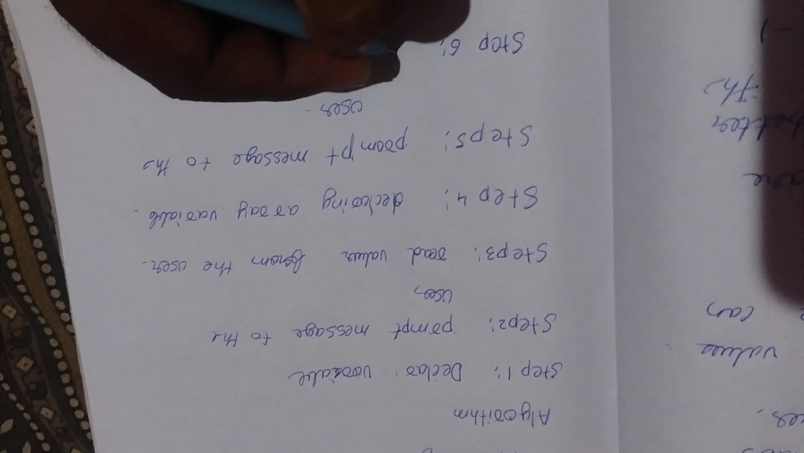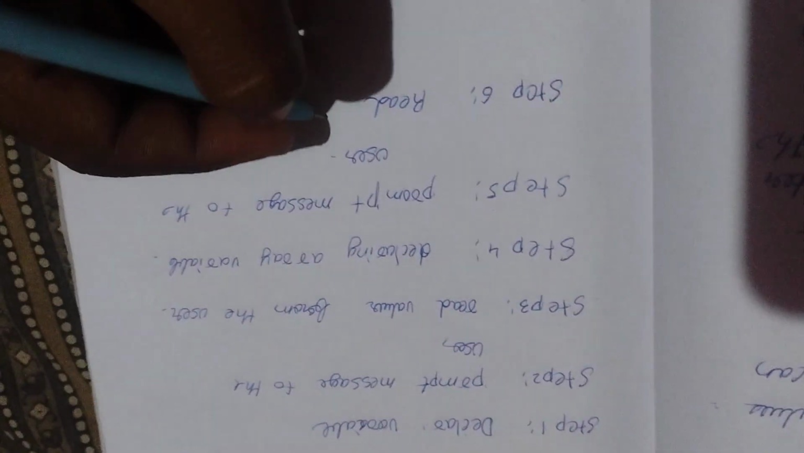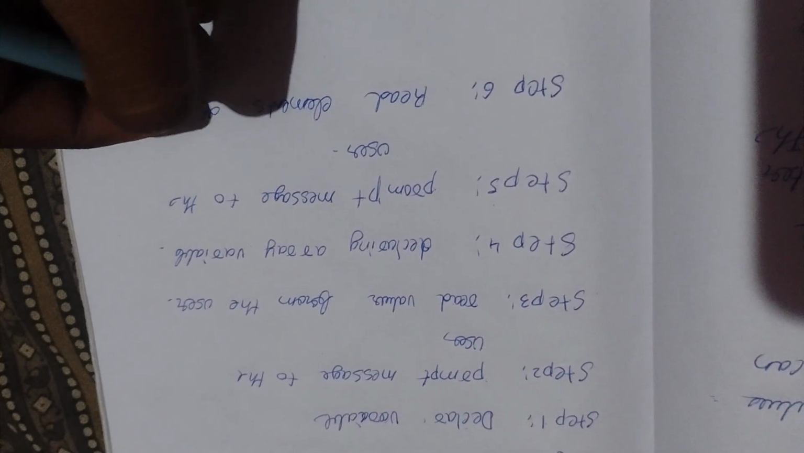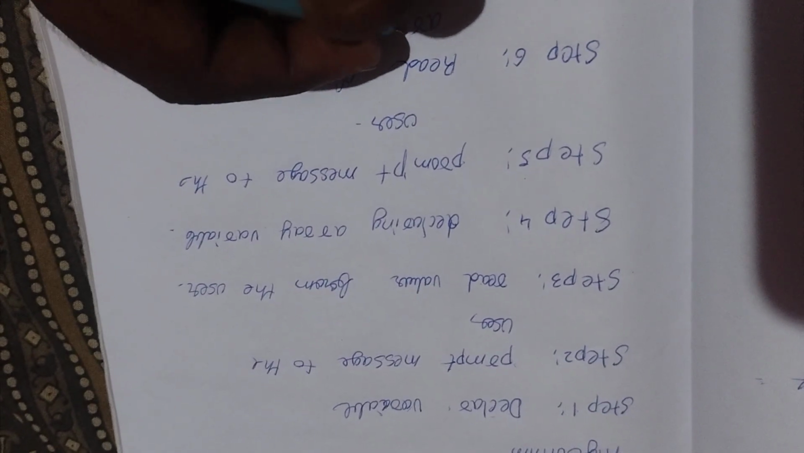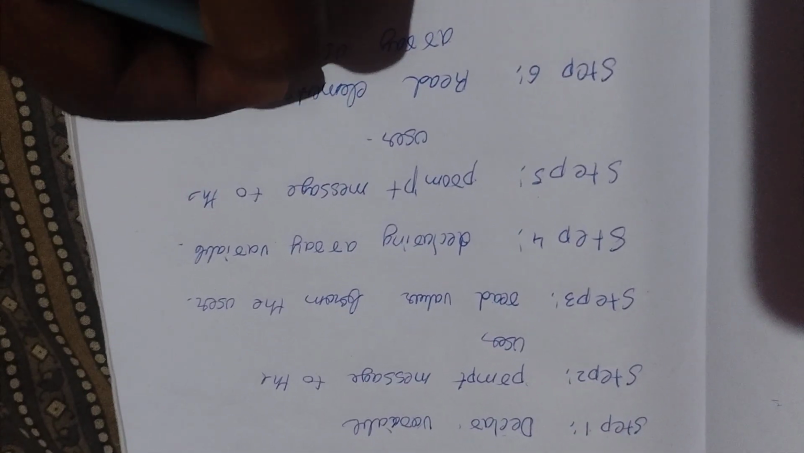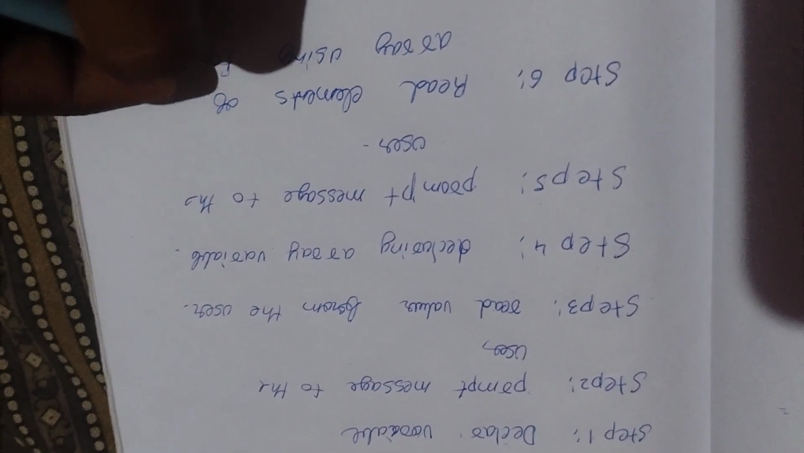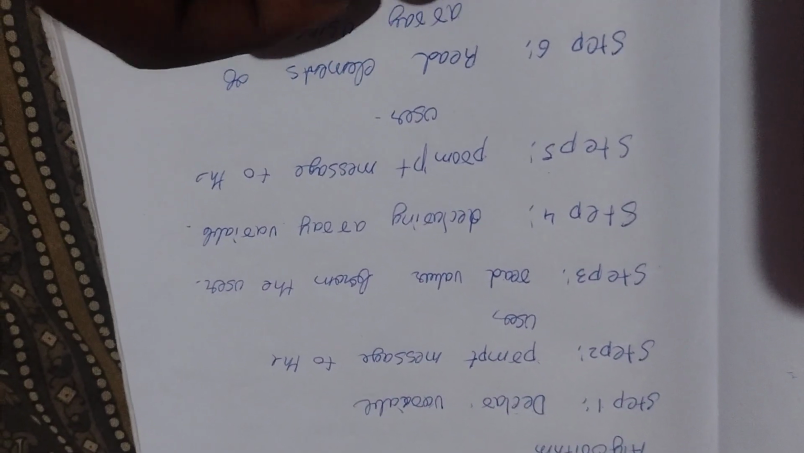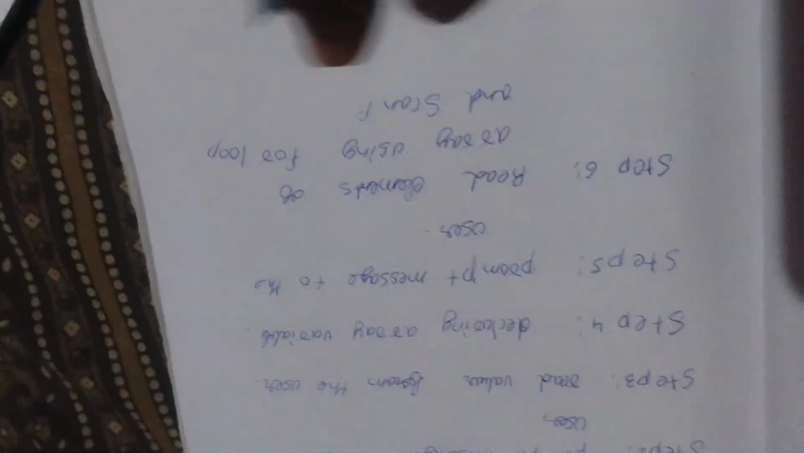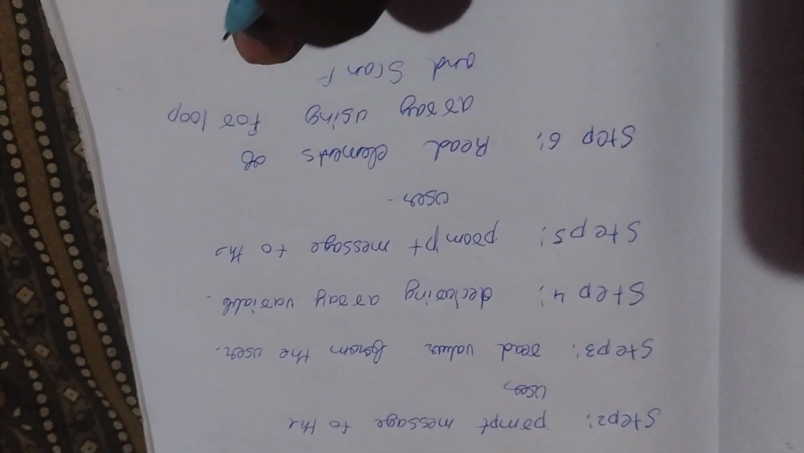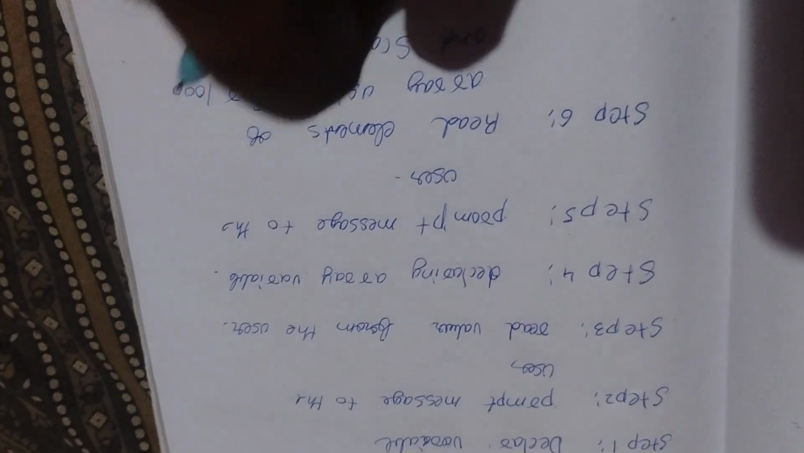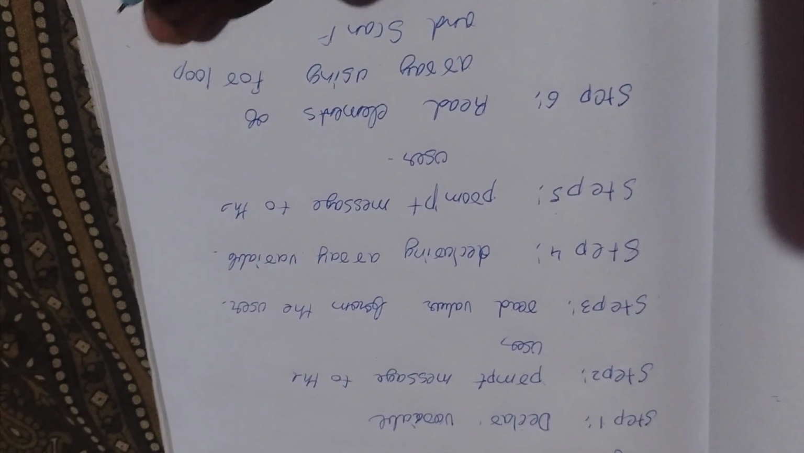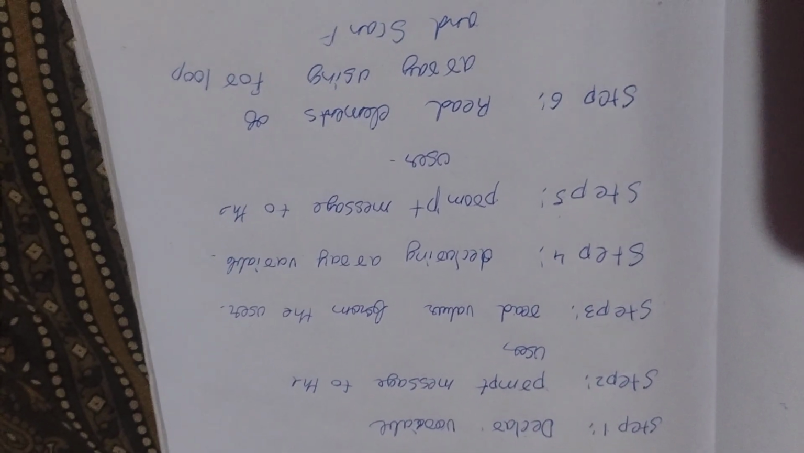Step 6, read elements of array using for loop and scanf function. In the program I will explain what step 6 actually is, because if you see the program, you will be able to understand what is the use of for loop and what is the use of scanf.